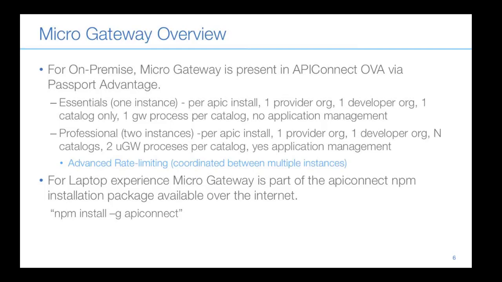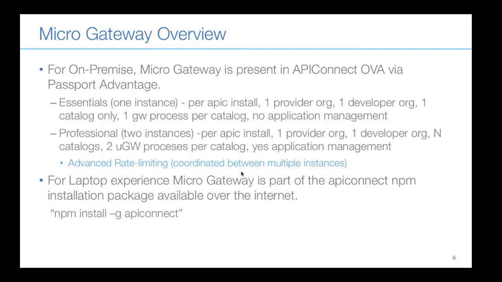The Essentials says one instance, and what that means is one per API Connect install. You're allowed one provider organization, one developer organization, one catalog, and there's one gateway process per catalog. You don't get the application management on top of that. And as we mentioned, Professional allows two instances, so essentially two micro gateway processes. I see that's misspelled per catalog. And again, it does have some advanced rate limiting, which coordinates between the two instances.